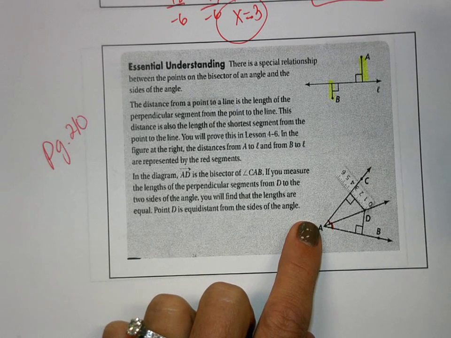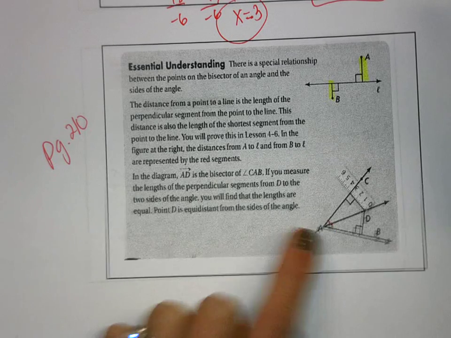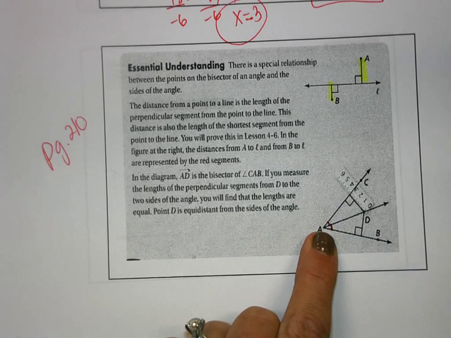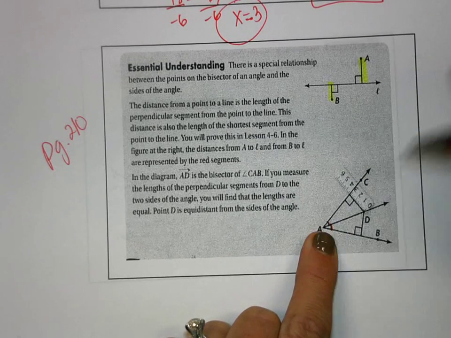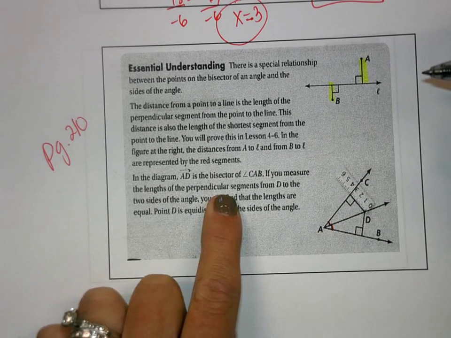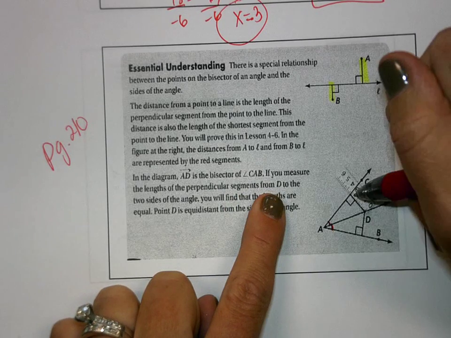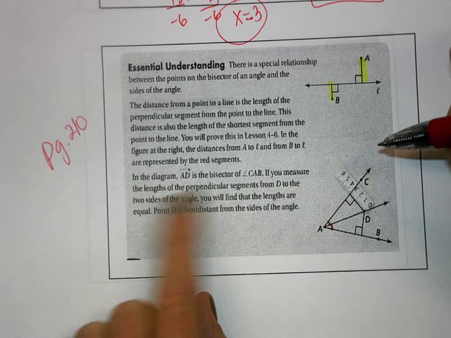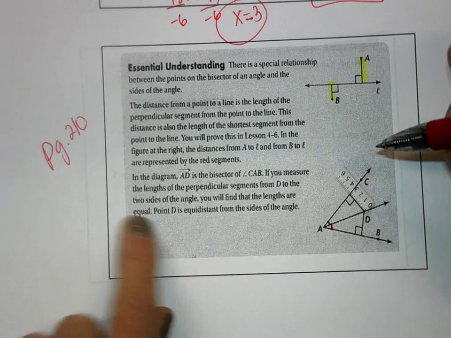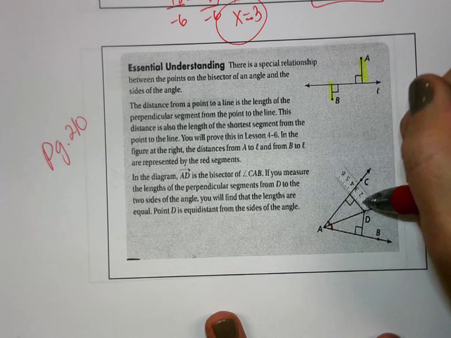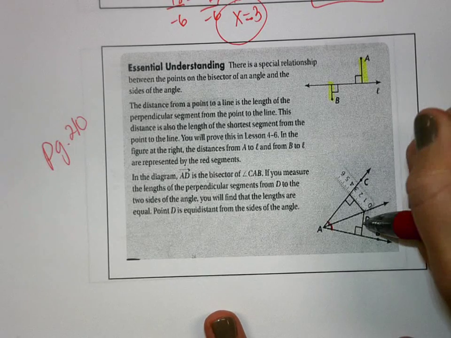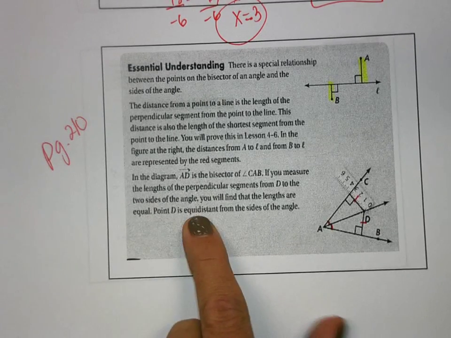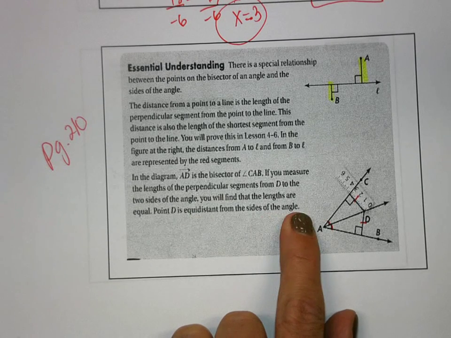Are we focused? Okay, so AD is a bisector of this angle, so that means these two angles are the same, which is why they have only one little line for your arcs. If you measure the length of the corresponding perpendicular segments, from D to the two sides of the angle, you'll find that the lengths are equal. So basically, if your angles are equal, then your lengths will also be equal over here. Point D is equidistant from the sides of the angle.